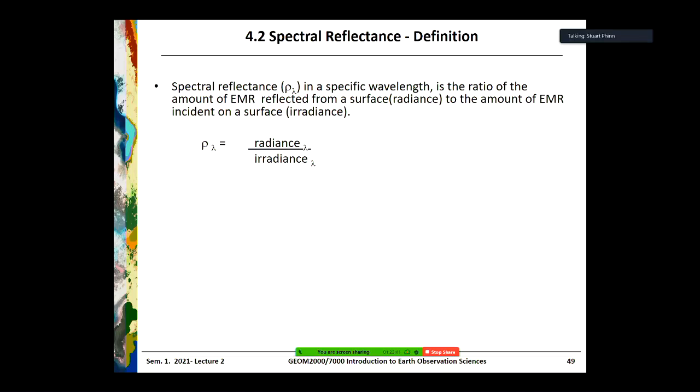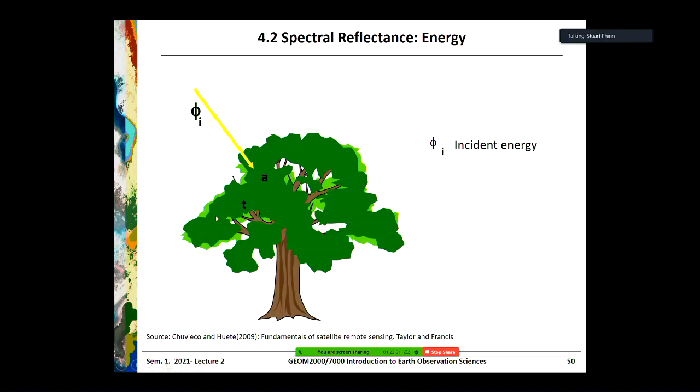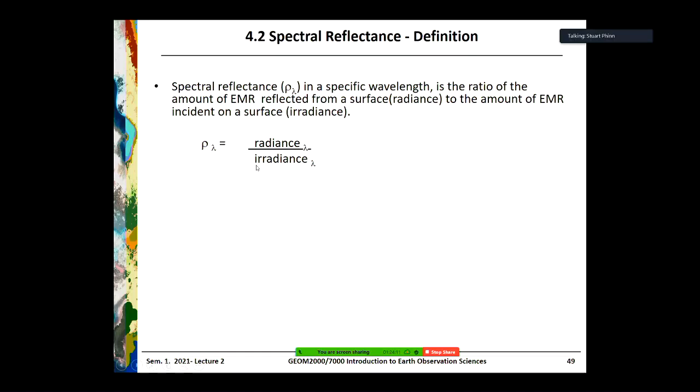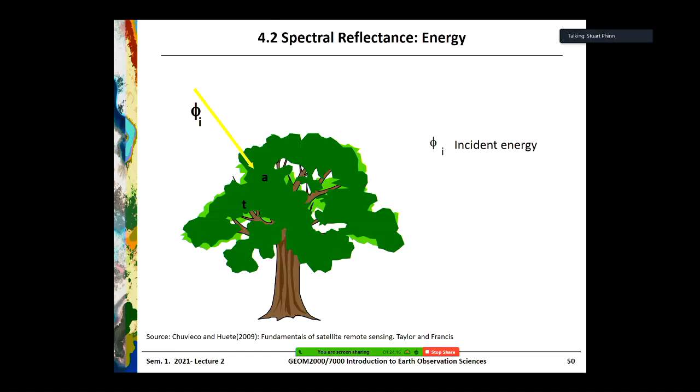When we look at satellite images, the irradiance term is typically how much sunlight's hitting the surface, and then radiance is how much light's going back up to the sensor. So rather than looking at a light and a bench top, let's look at a tree. So the yellow beam is incoming sunlight or incident energy. That yellow beam there is the equivalent to the irradiance term. So it's light coming in, hitting the surface of the tree.